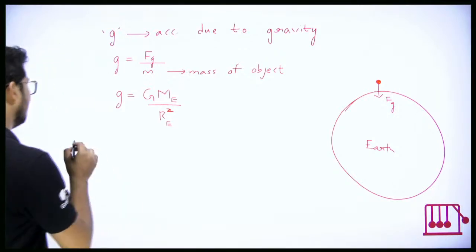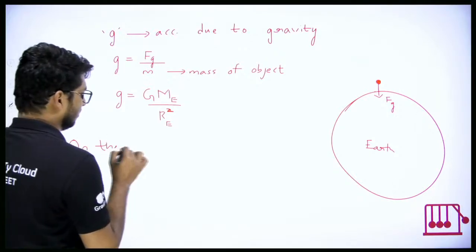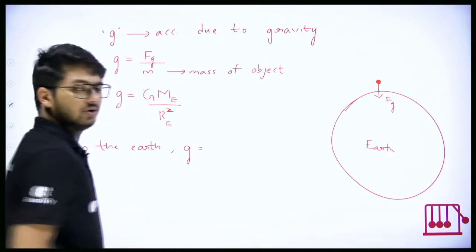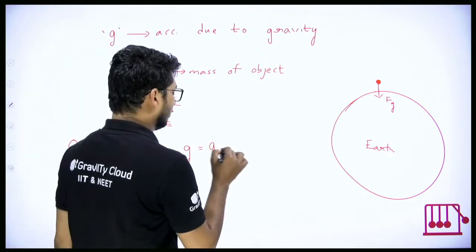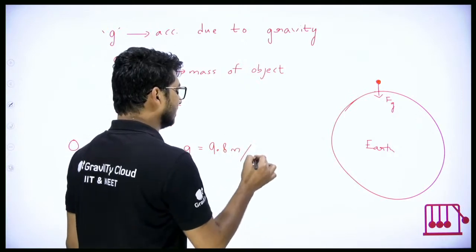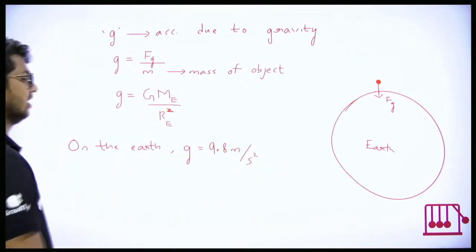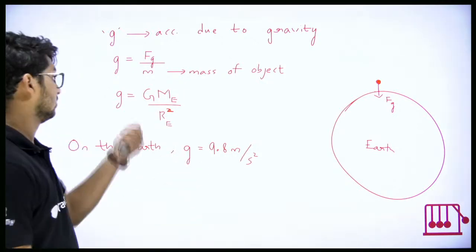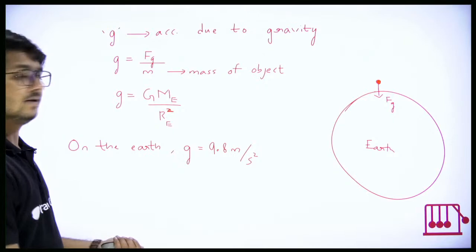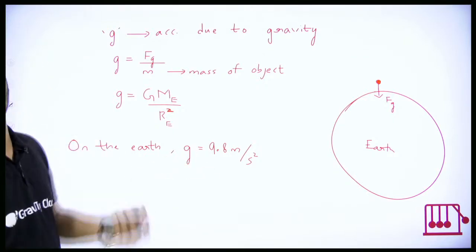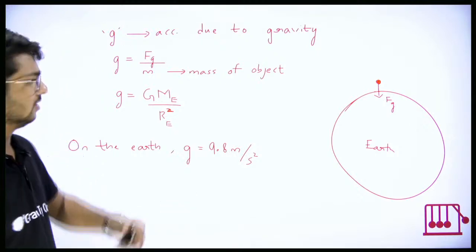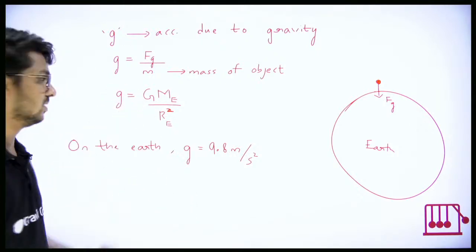And on the Earth, what is the value of small g, the acceleration due to gravity? It is 9.8 meter per second square. The value of small g is going to be 9.8 meter per second square. Got it? And how do we get this? By substituting the value of capital G, the value of Me and the value of Re, we get this.